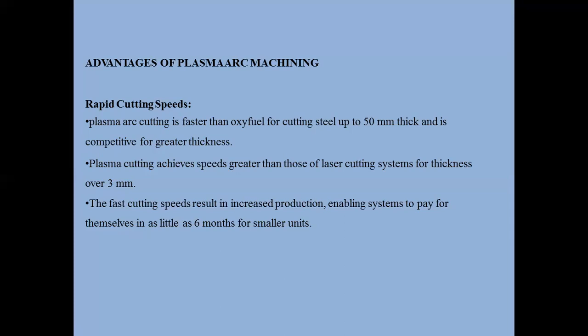Okay, so we can say plasma arc machining is a rapid cutting speed machining which is advantageous over laser cutting systems whenever we are cutting over 3 mm thickness workpieces, and also over gas cutting up to 50 mm thick surfaces, right?